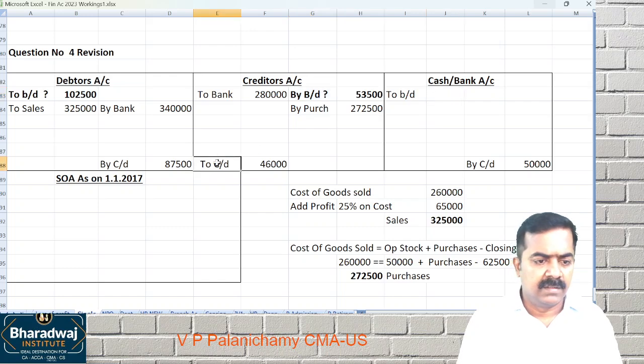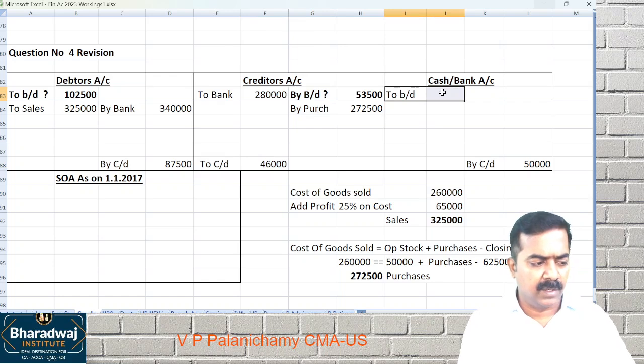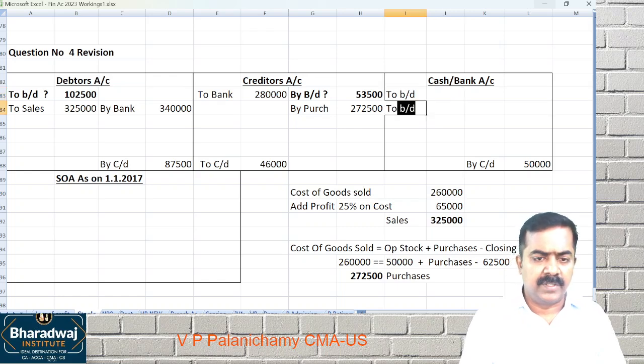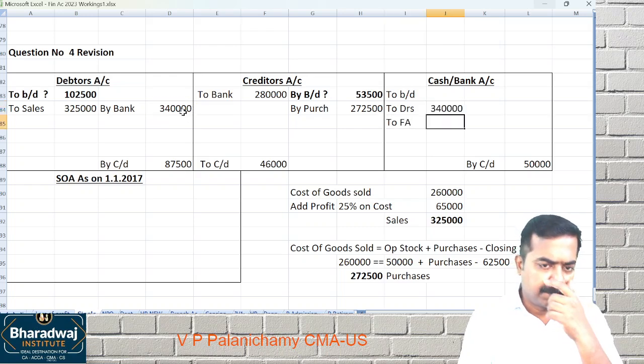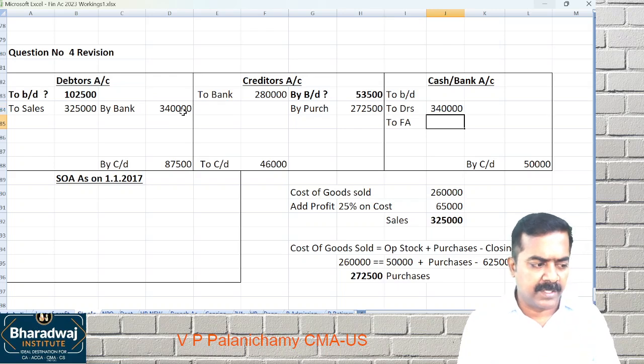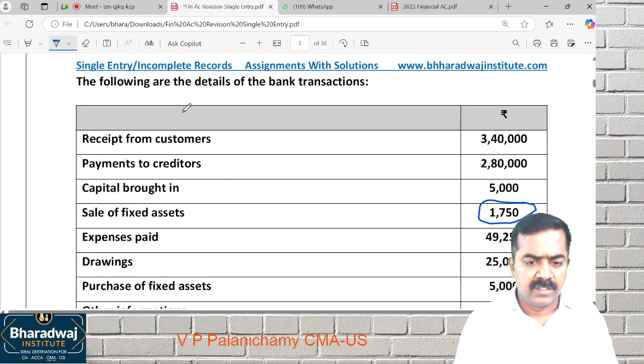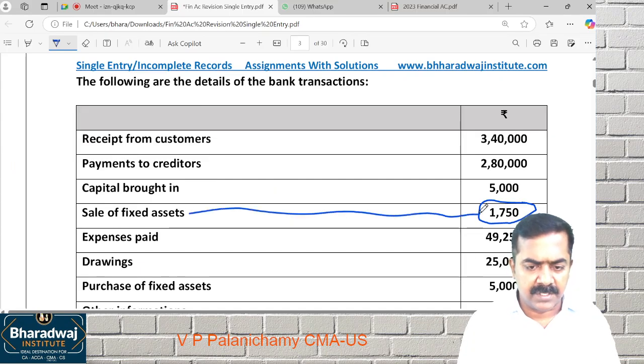Then we can prepare cash and bank account. Again, their opening balance is missing. What and all will come in cash and bank account? All collections and payments will come. To debtors, how much have we collected from debtors? 3,40,000. To fixed asset sold. To fixed asset sold for how much? They have given 1,750. Fixed asset sold for 1,750.